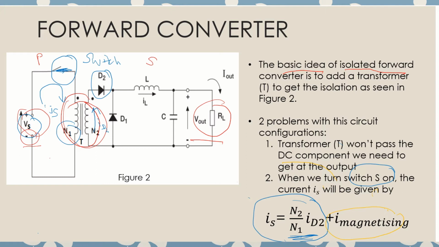So how do we get I magnetizing? Remember a transformer has a winding, and this winding is made from a coil. Do you remember your physics? When you have a coil, you have a magnetic field. When the current passes through the coil, you will create a magnetic field. This magnetic field will actually generate an I magnetizing. So that's why you have an additional I magnetizing here. Okay, so let's continue.